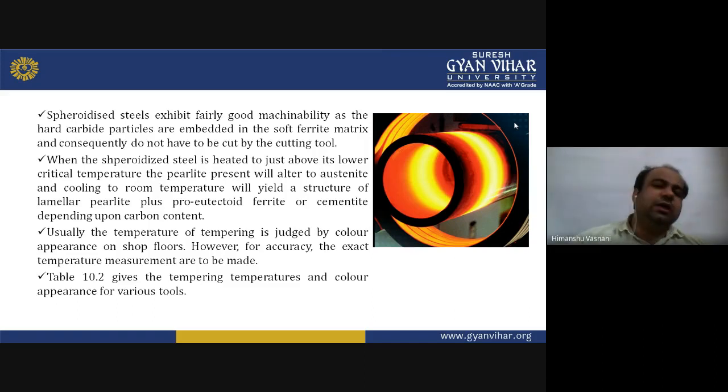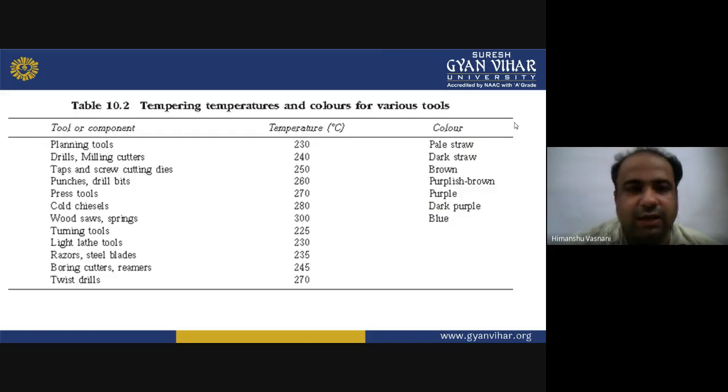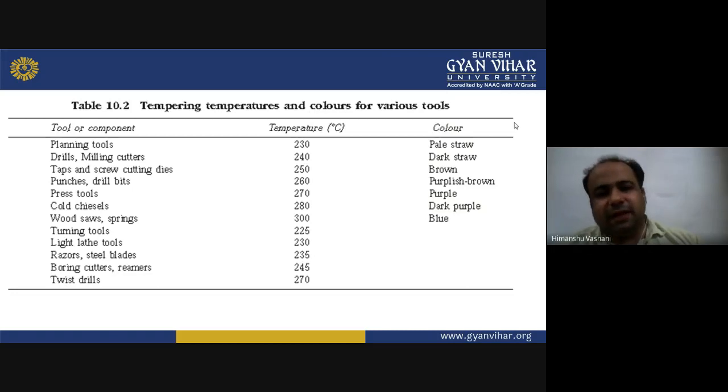Usually the temperature of tempering is judged by color appearance on shop floors. However, for accuracy, exact temperature measurements are to be made. Now, I will show you some tempering temperatures and the color appearance for various tools. For planing tools, the temperature is around 200 degrees centigrade, and normally the color is pale yellow. For drills and milling cutters, the temperature is around 240 degrees centigrade, and the color is dark straw. Then for taps and screw cutting dies, we have 250 degrees centigrade, and the color is normally brown.